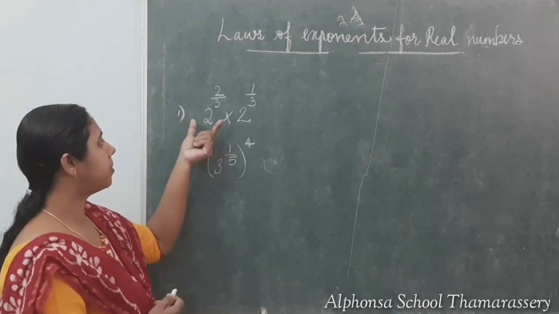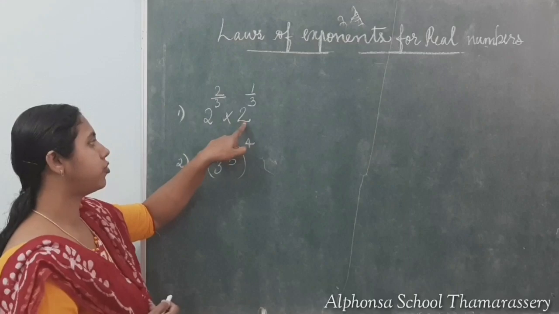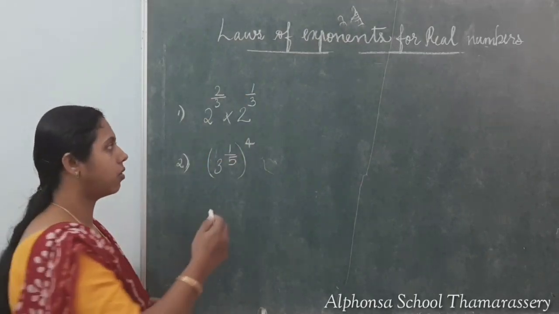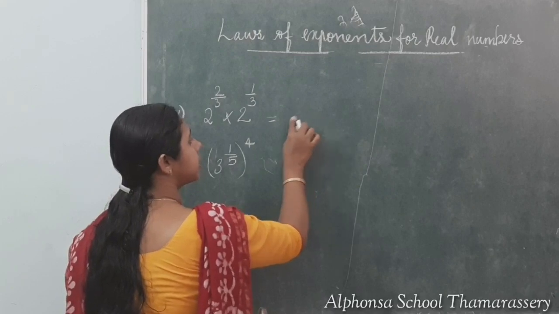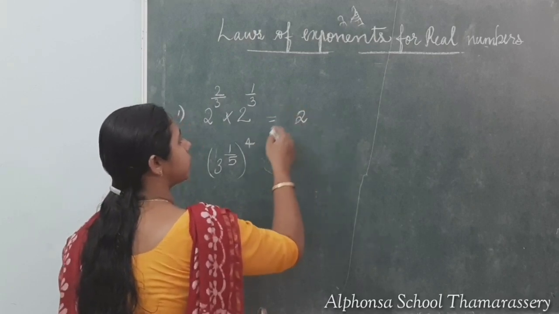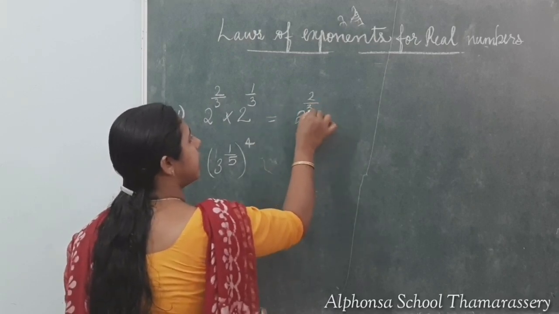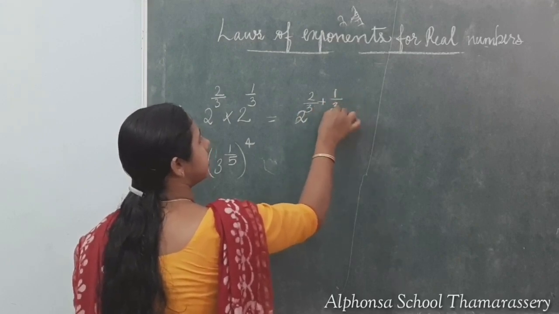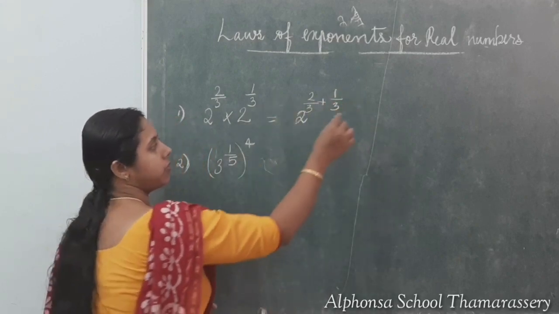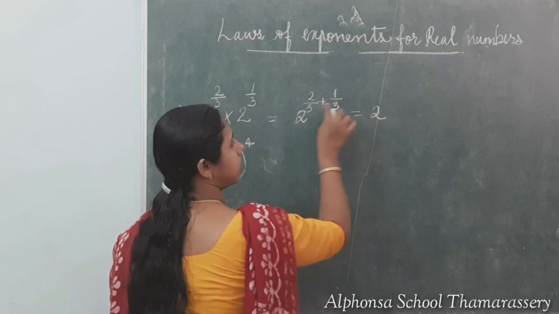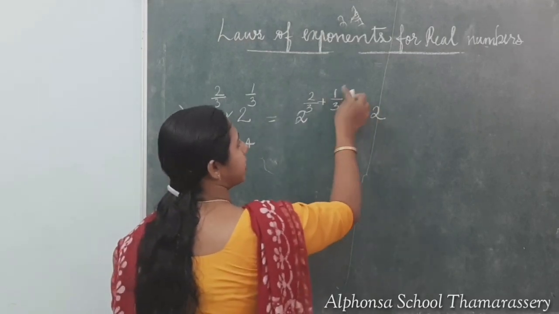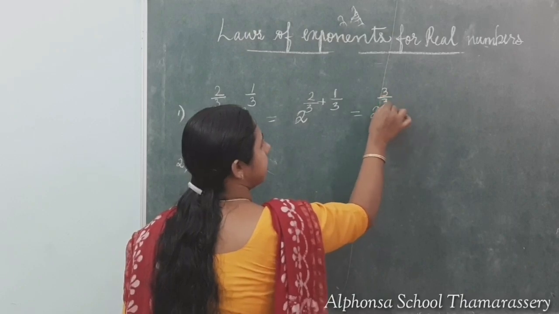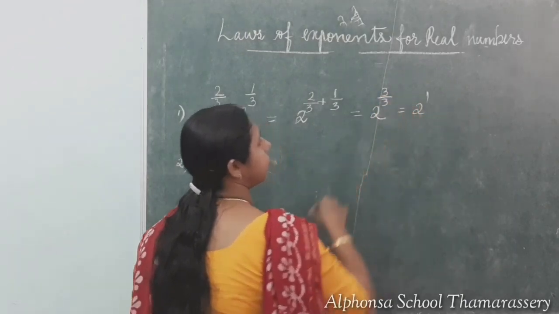For example, it will be in the form of a raised to m into a raised to n. We know the law: a raised to m plus n. That means 2 raised to 2 by 3 plus 1 by 3. The denominators are the same, so you can add directly: 2 plus 1 is 3 by 3, which is equal to 2 raised to 1.